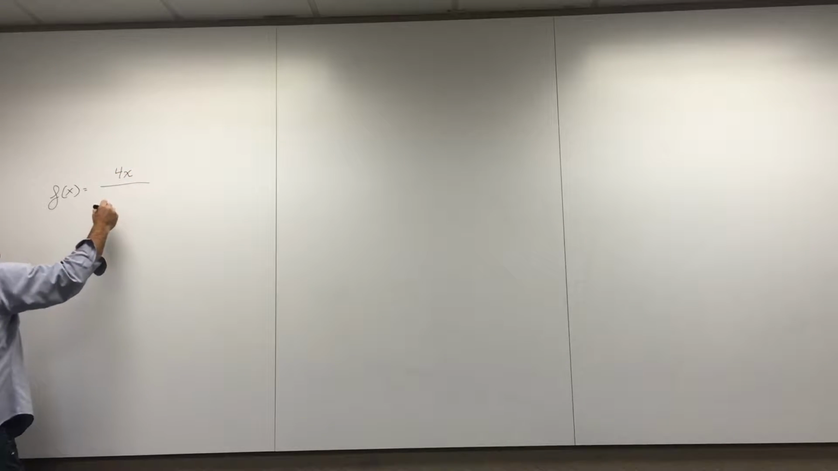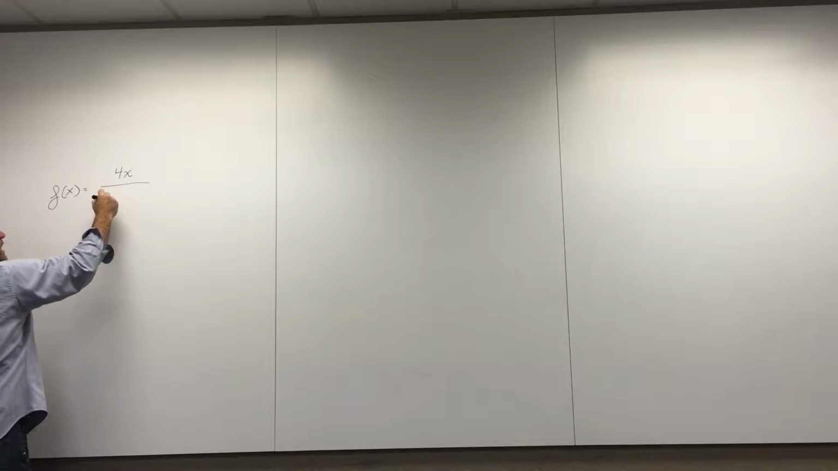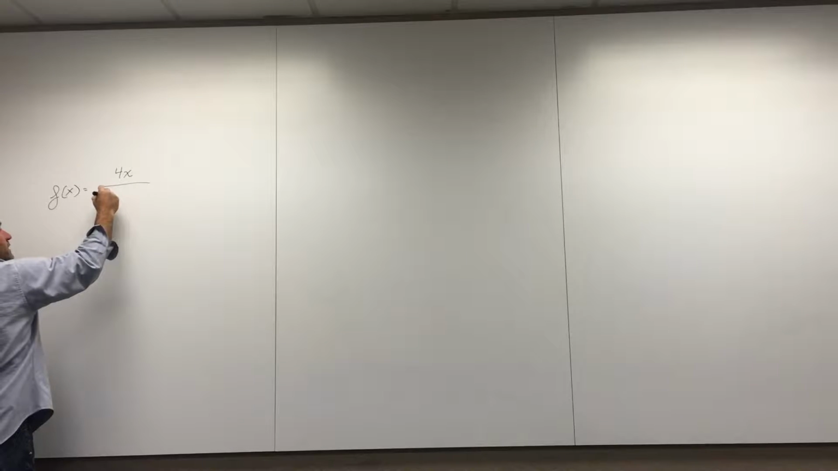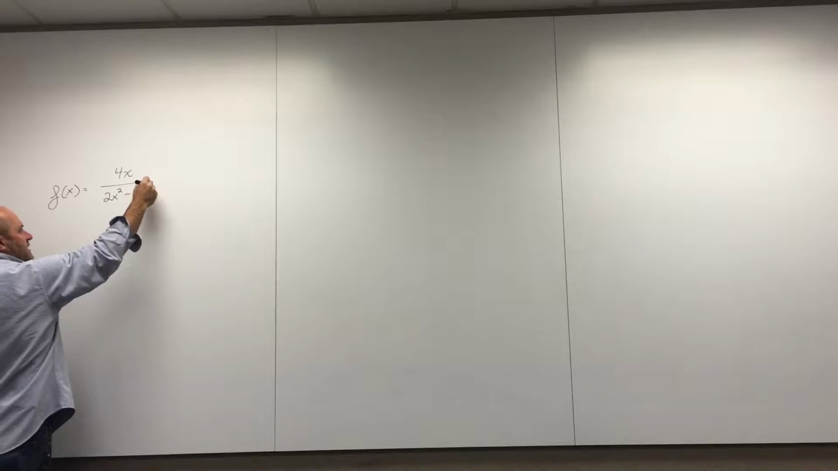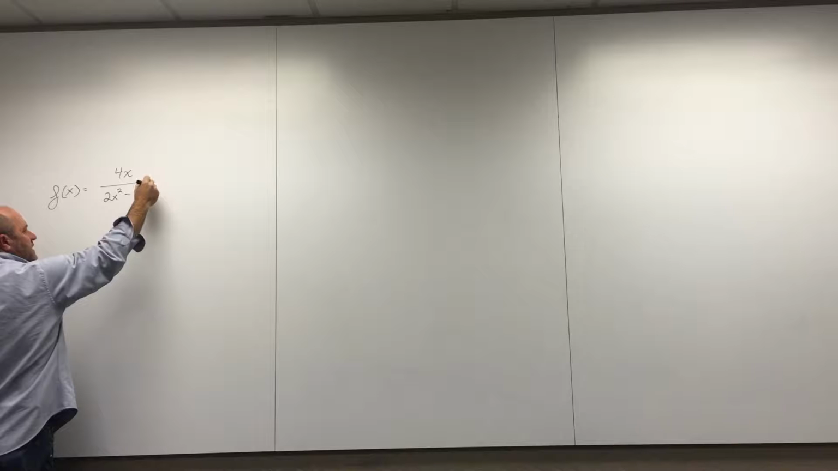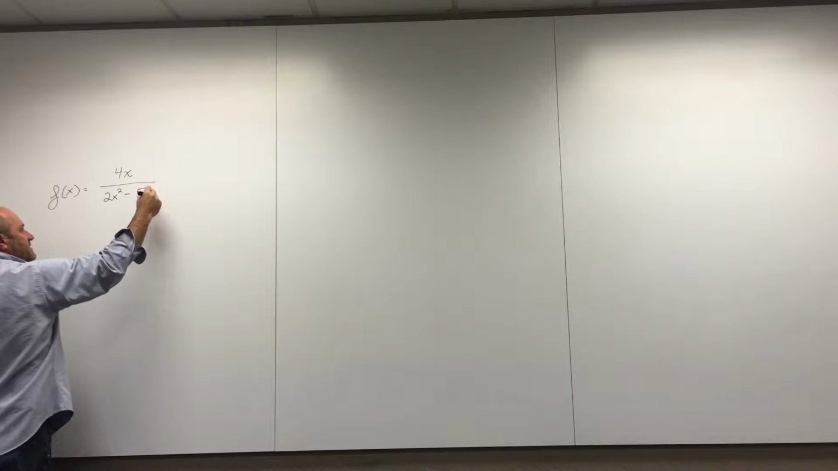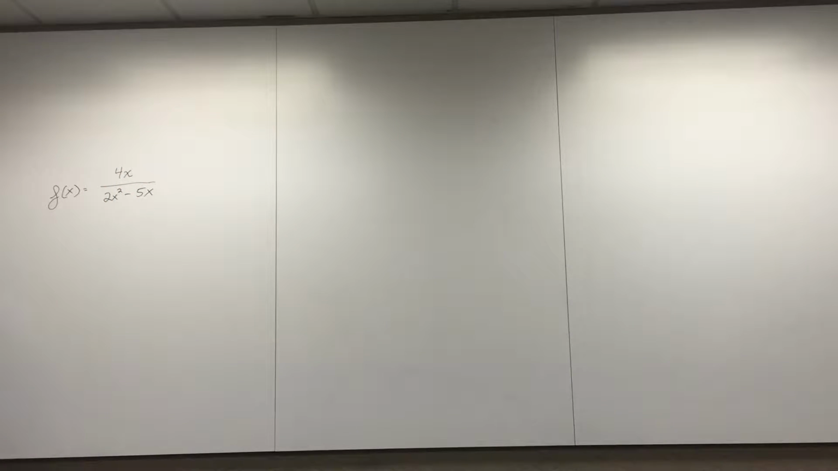4x over 2x squared minus 5x. Wow. All right.